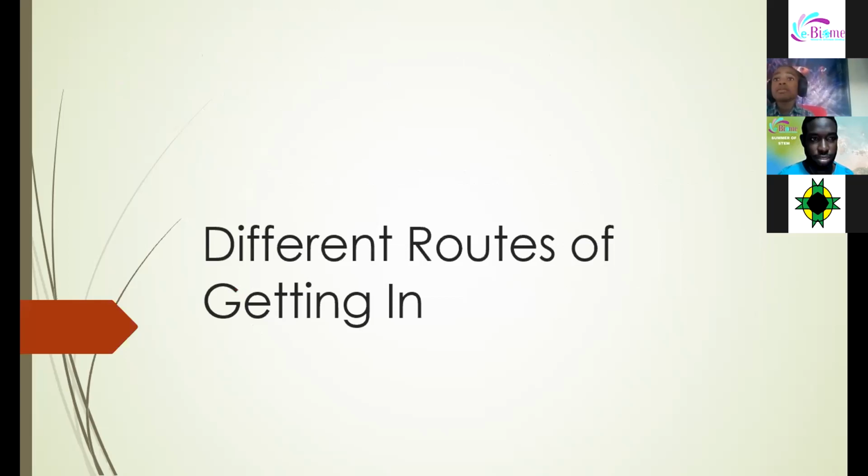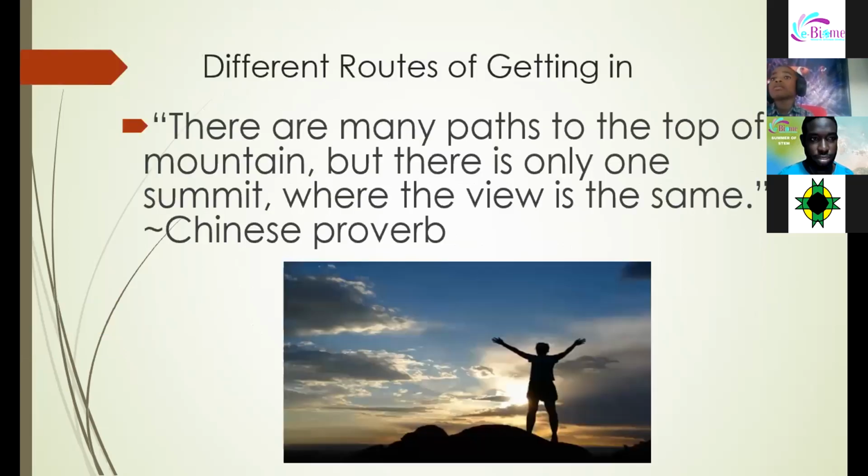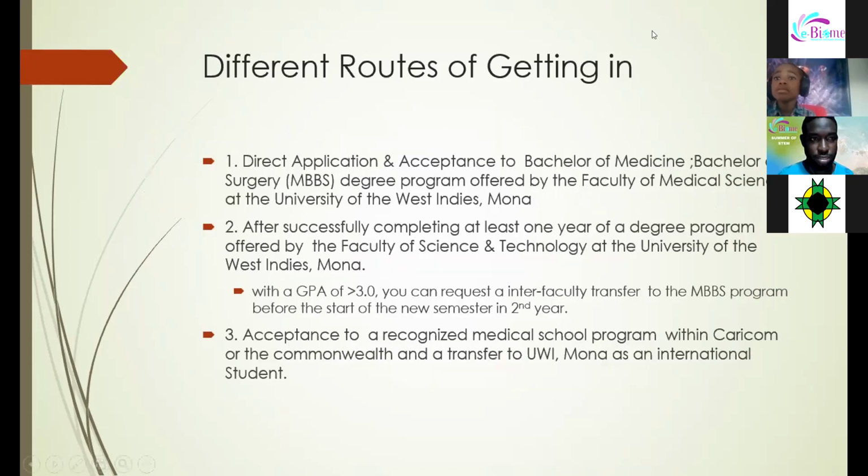In terms of becoming a doctor, there are different ways in which one can become a doctor. I'll just start with this little Chinese proverb. It says there are many paths to the top of a mountain, but there's only one summit where the view is the same. Meaning that there are different routes. Some people get into medical school directly out of sixth form, while others might have to do 1 year in another faculty, science and technology, and then transfer. But nonetheless, if that is what you want to be and you work hard for it, you can become a doctor.